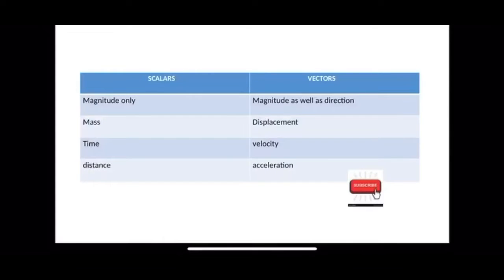But vector quantities are those having magnitude along with direction. The examples are displacement, velocity and acceleration. We can study it in detail now.